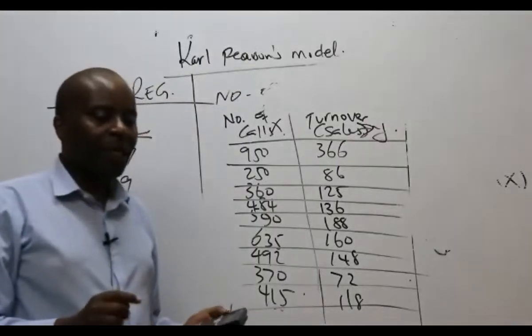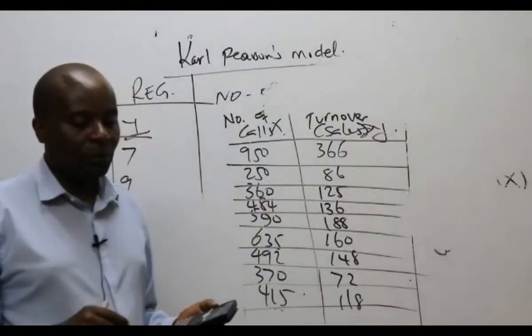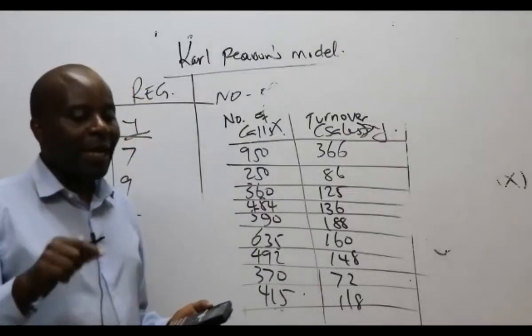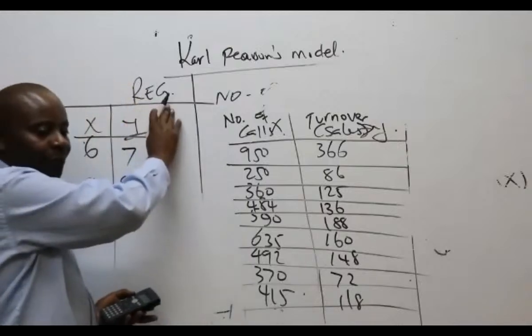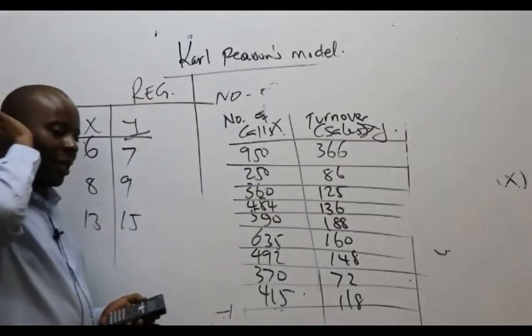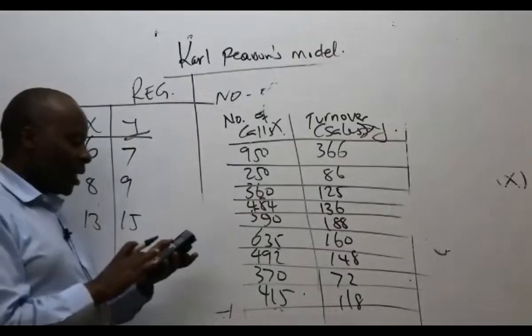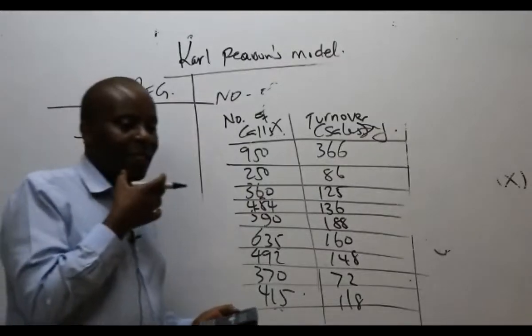Reg for regression. Calculator yako, hiyo reg chini yake iko namba gani? Is it 2 or 3? Roba anasema 3, aha. Collins anasema 3, aha. John Kamau anasema 3. So 3. So you press 3. Iko mwanafunzi amepress 3.